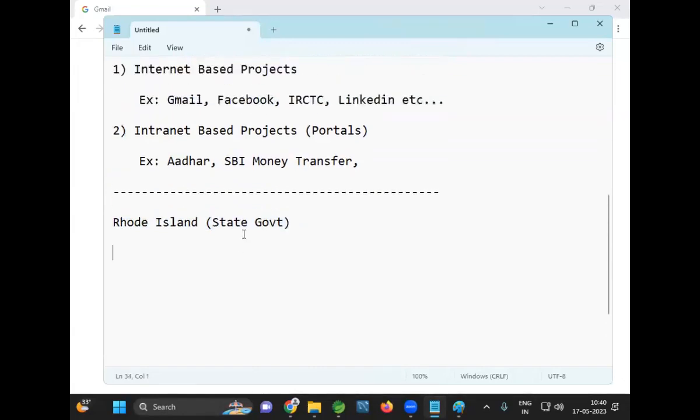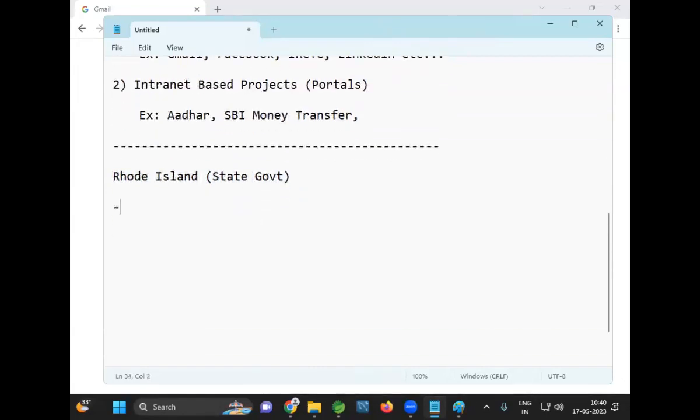For the Rhode Island state, we have developed one project. What is that project? That project is a state government portal. That state government wants to provide some benefits for the Rhode Island citizens related to food, related to jobs, related to hospitals. Government wants to provide some schemes for the Rhode Island state citizens.